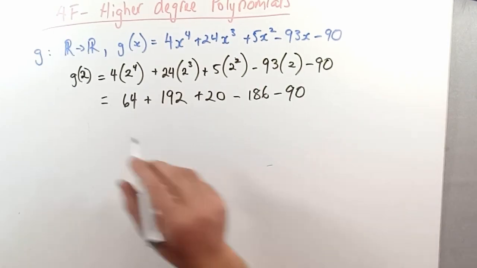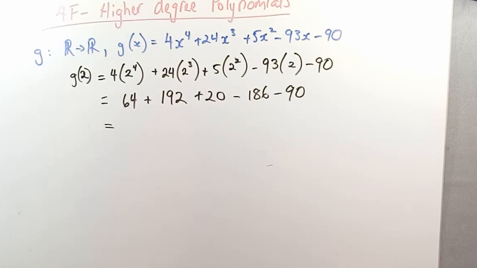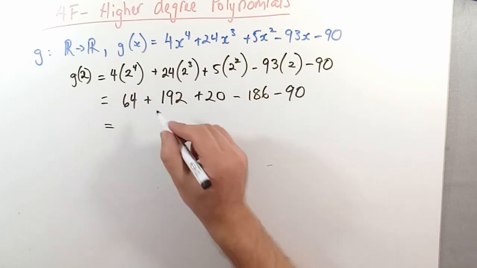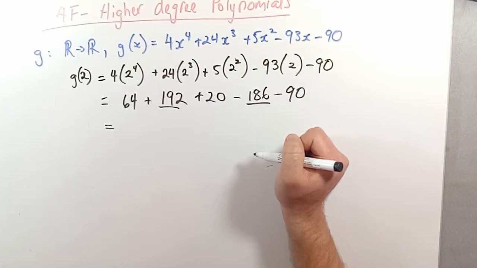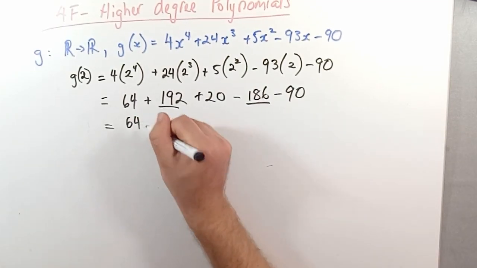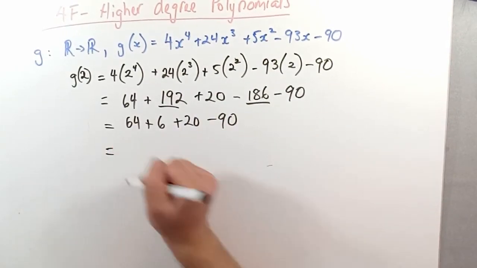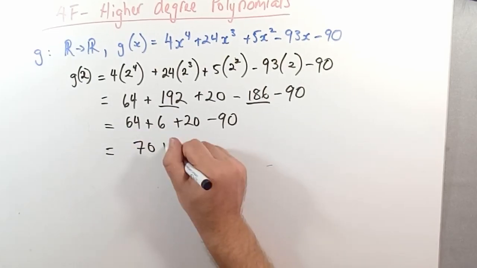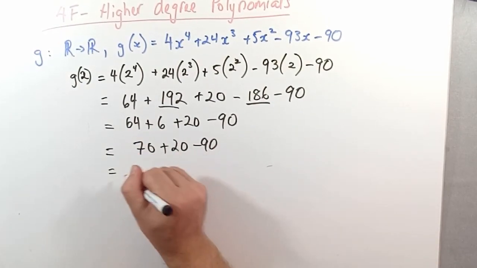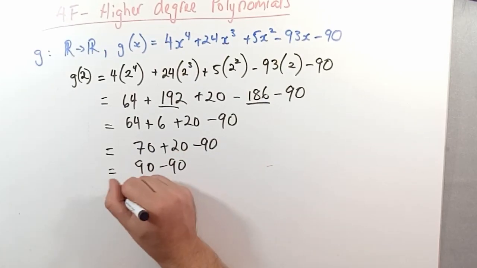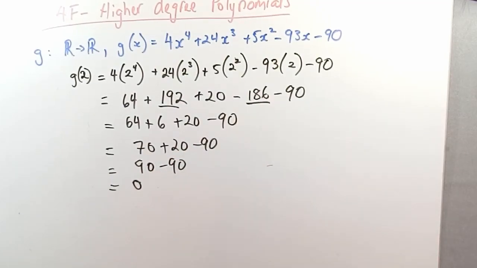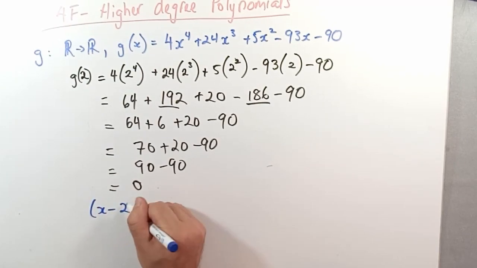Okay. Let's see if we can put these together. Alright, so 192 minus 186, that's just 6. So we've got 64 plus 6 plus 20 minus 90. Now it's pretty easy, yeah? Now I get 70 plus 20 minus 90. So I get 90 minus 90 equals 0. Perfect. Okay. So g of 2, well, that tells me x minus 2 is a factor.